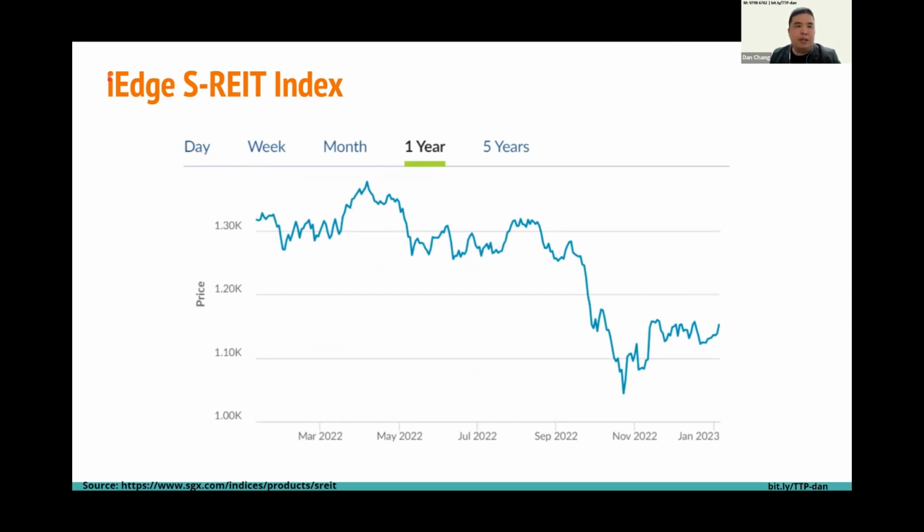This IH S-REIT index tracks the REITs that are trading on SGX. You can see that since the fourth consecutive 0.75% rate hike, the 75 basis points, REITs have fallen a lot. But towards the tail end, they have actually recovered a bit, and it has been staying constant.